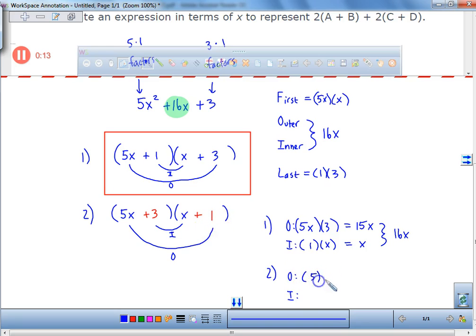5x times 1. So put 5x times 1. Because, by the way, it's not just important to know the right answer. It's also important to know why the wrong answer is the wrong answer. Okay? So 5x and 1 is just a 5 and an x.